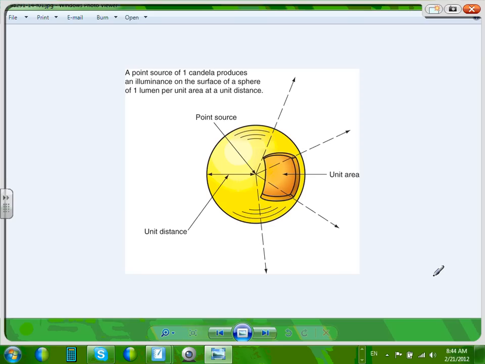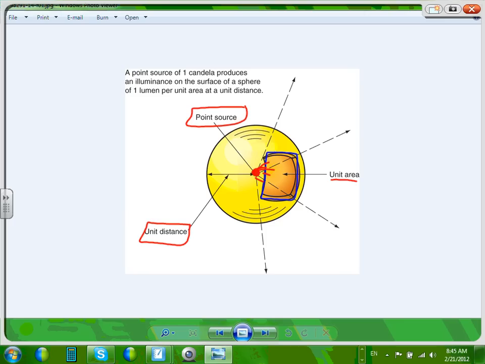Look at how nice they did it. If you have an area like this, and you have a source of light, actually right here, the light source is right here, and this light source is emitting light, and this light will hit this unit surface of a sphere, one unit, a foot by a foot, of a surface, and the distance is 1 foot, so that will give you one lumen, 1 foot candle, 1 foot candle.